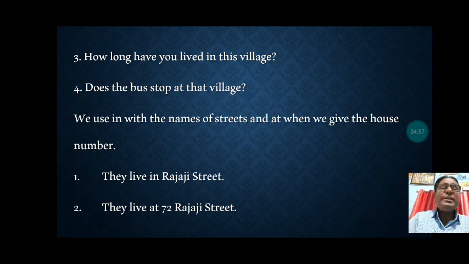We use in with the names of streets and at when we give the house number. They live in Rajaji Street. They live at 72 Rajaji Street. Very clear. So for the name of a street, in the first way, in Rajaji Street, in, and the second one, at 72 Rajaji Street.